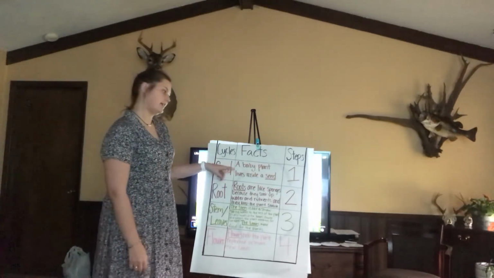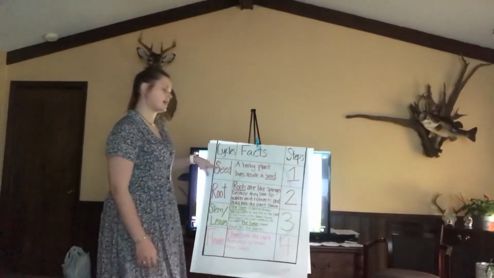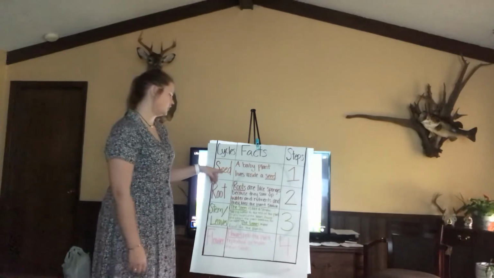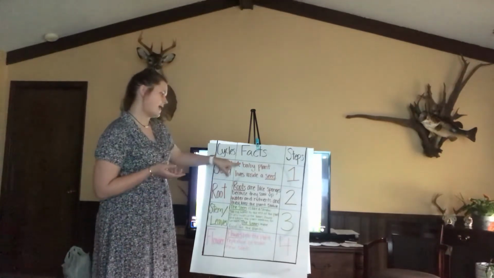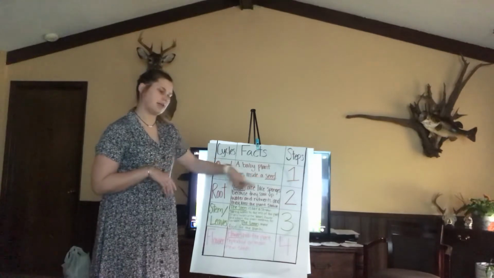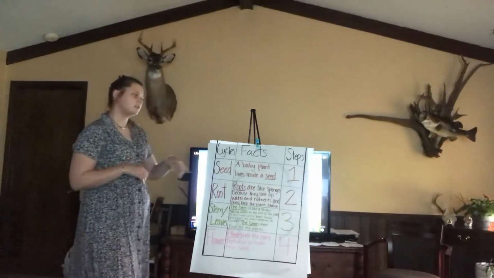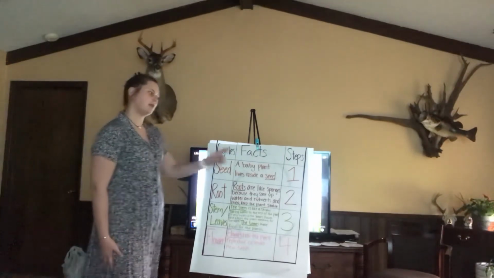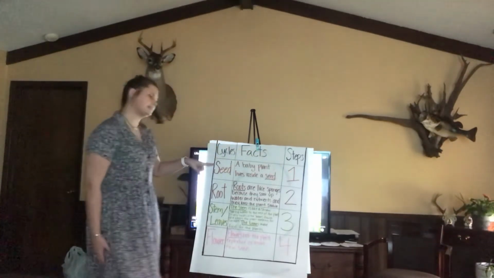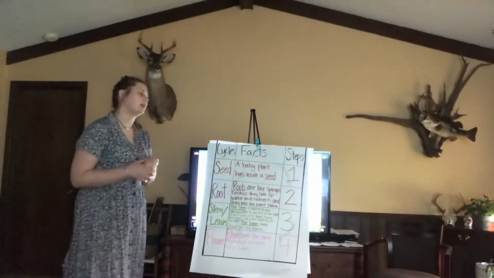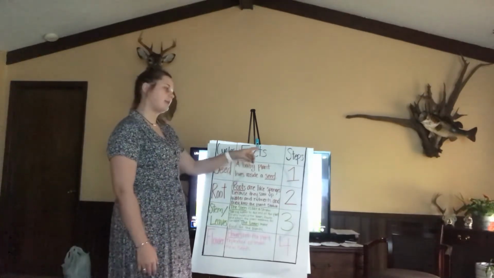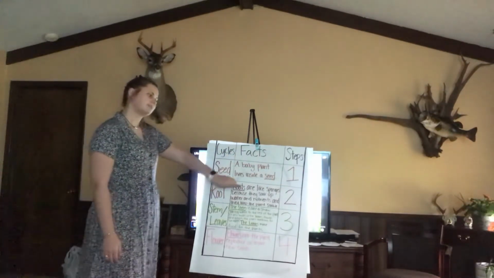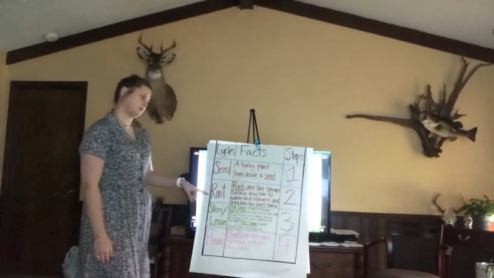So we said that step number 1 of the life cycle of a plant is what? A seed. Good. A baby plant lives inside a seed. Okay? So step number 1 of the life cycle of a plant is a seed. Everybody say that. Step number 1 is seed. Good. Okay. Step number 2 of the life cycle of a plant is root. Step number 2 is root.